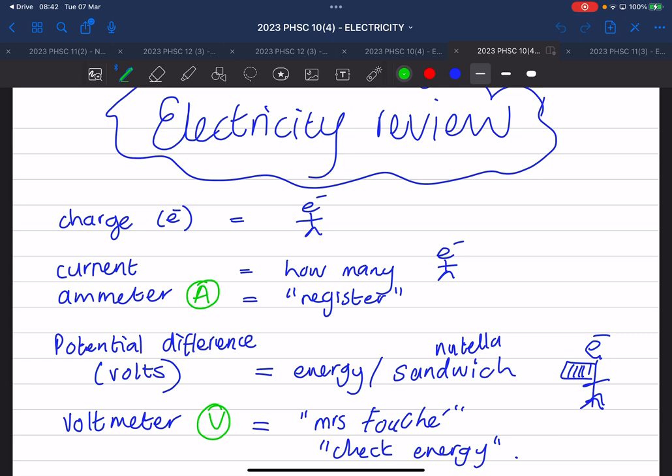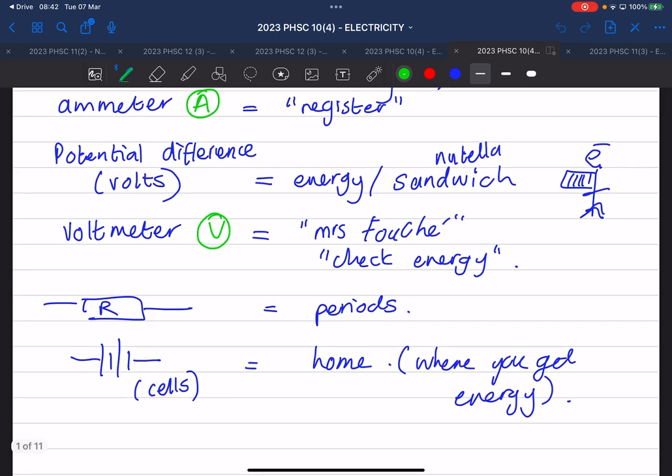Then your potential difference, or your volts, that is your energy. And I said let's make that your sandwiches, your food that you pack in every day in your bag. And then the voltmeter that checks your energy, I said, is Miss Phsc, or the teacher with the heart, or whoever checks in on you. So what does she do?